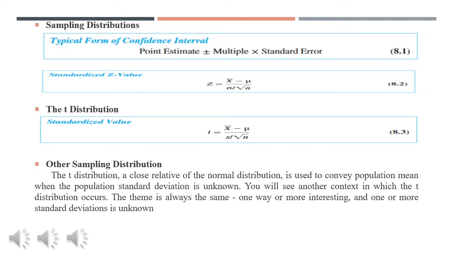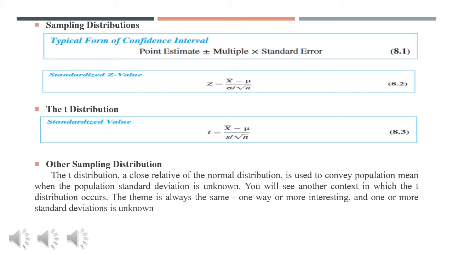Sampling distribution. In the sampling distribution, there are two formulas. The first is the typical form of the confidence interval formula and the standardized z-value formula. The t-distribution. In the t-distribution, the formula is the standardized value. And then other sampling distributions.